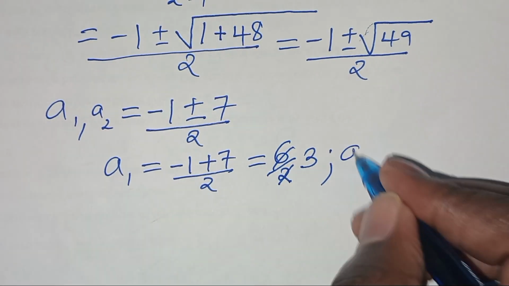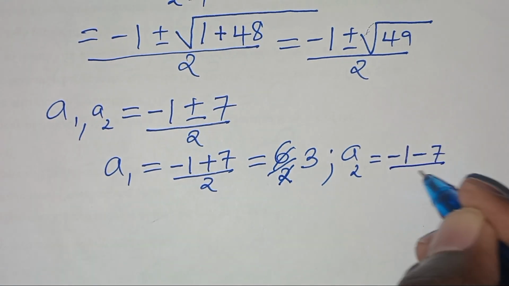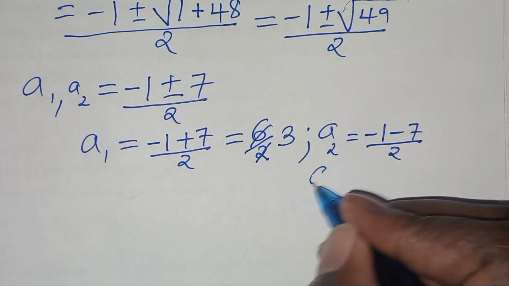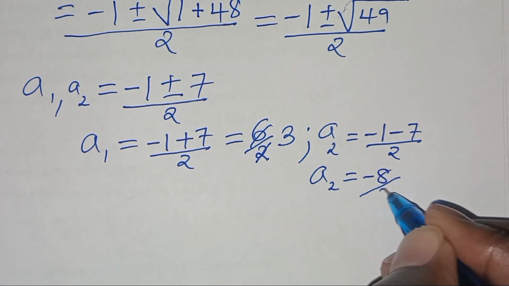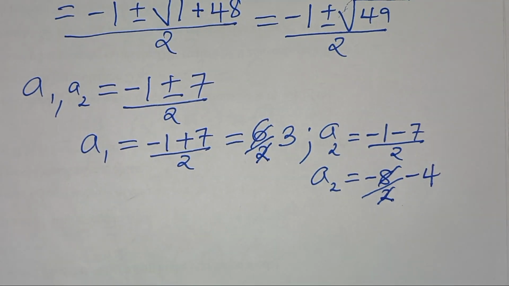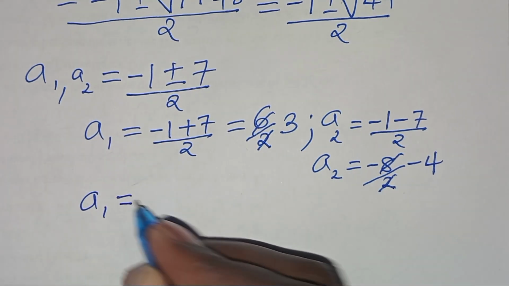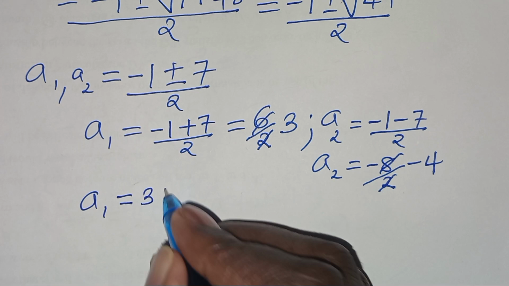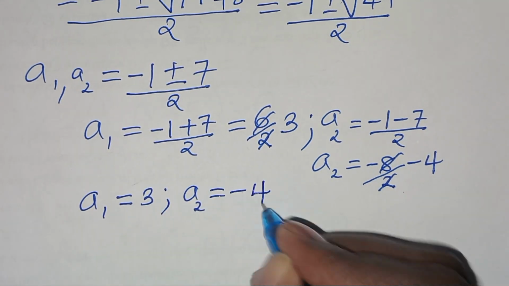Then we have a2 is equal to minus 1 minus 7 divided by 2. So that now a2 is equal to minus 1 minus 7, this is minus 8 over 2, and therefore this is minus 4. So we have a1 is equal to 3 and a2 is equal to negative 4.